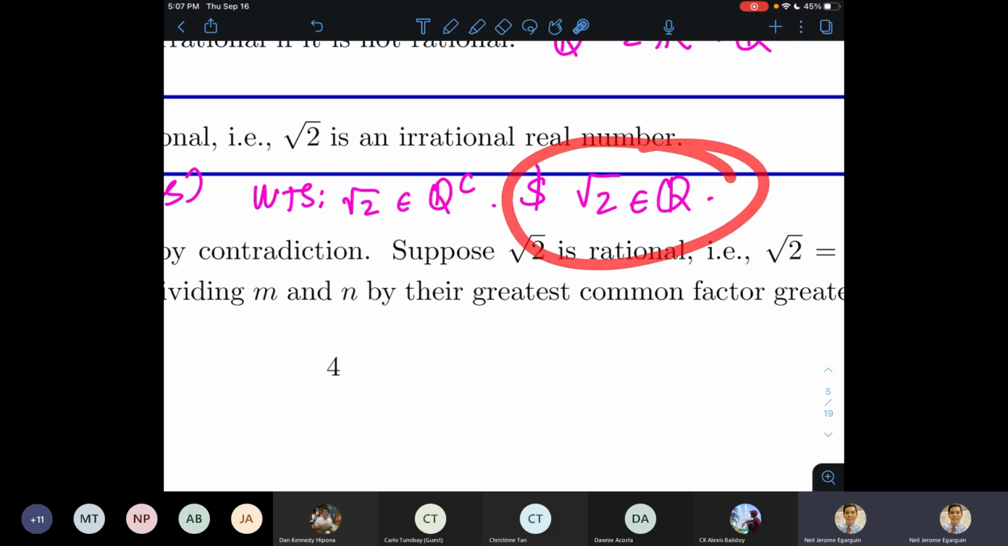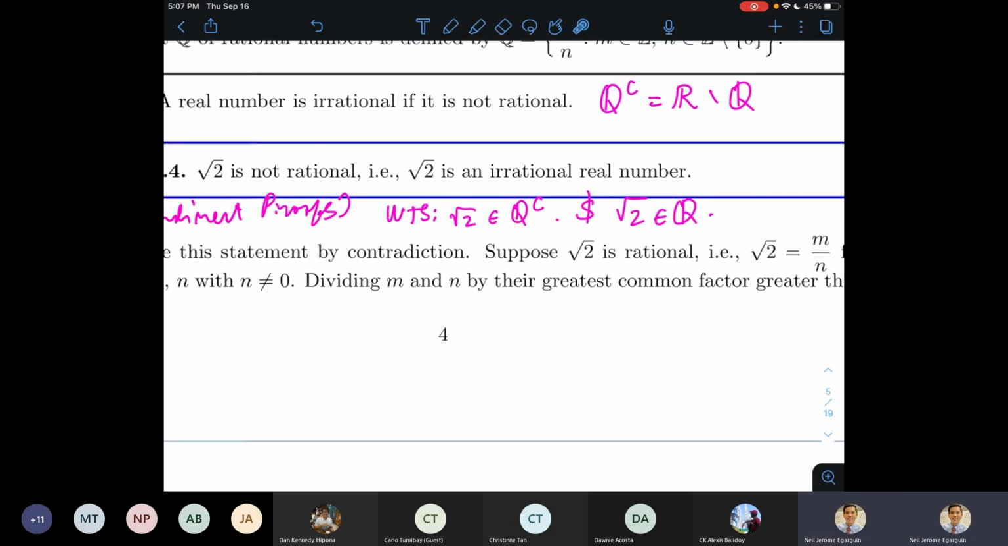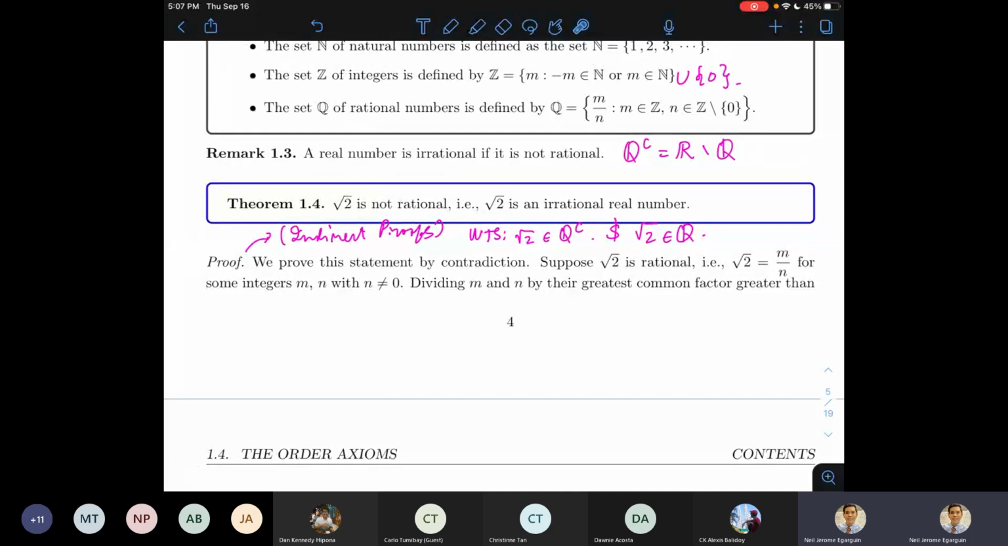So suppose, i-accept natin na si root 2 ay rational. O, kunwari rational siya. So ano ngayon? Papakita natin magkakaroon tayo ng problema. Magkakaroon ng conflict with something that we know to be true. Okay, let's go back to the proof. So yun yung contradiction proof.